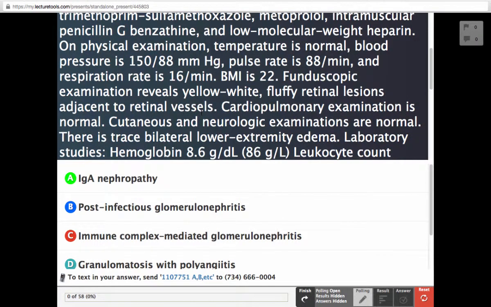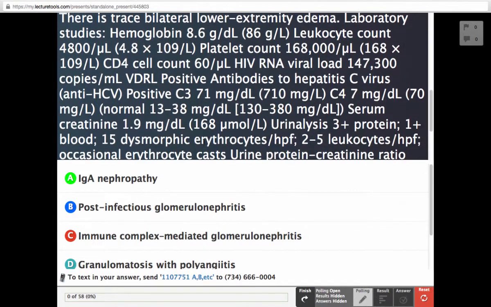On physical exam, temperature is normal, blood pressure is 150/88, pulse rate is 88, and respiration rate is 16. BMI is 22. Fundoscopic exam reveals yellow-white fluffy retinal lesions adjacent to the retinal vessels. Cardiopulmonary exam is normal. Cutaneous and neurologic exams are normal. There is trace bilateral lower extremity edema. Hemoglobin is 8.6. Leukocytes, 4,800. Platelet count, 168,000. CD4, 60. HIV RNA viral load, 147.